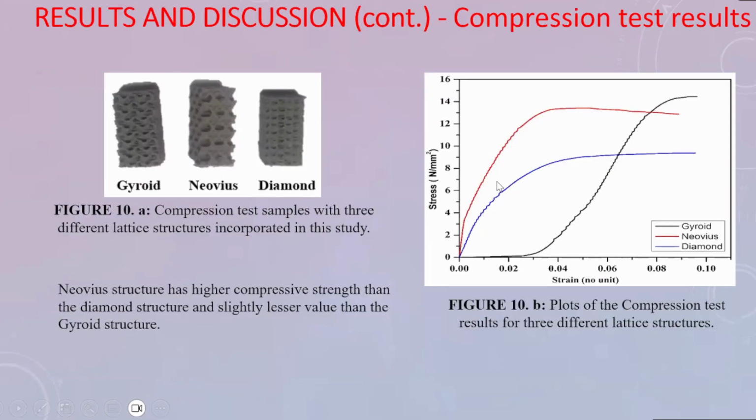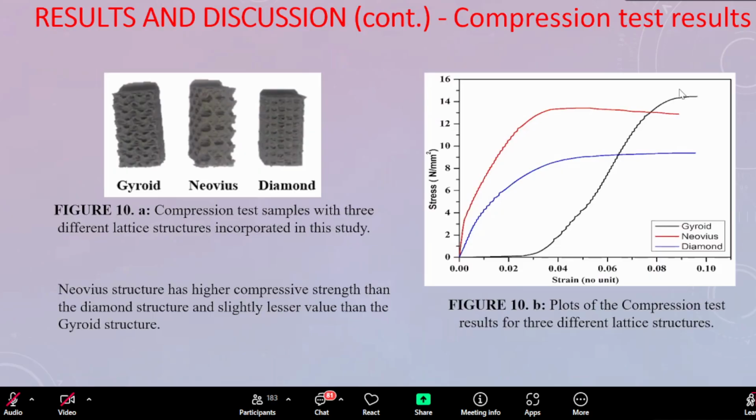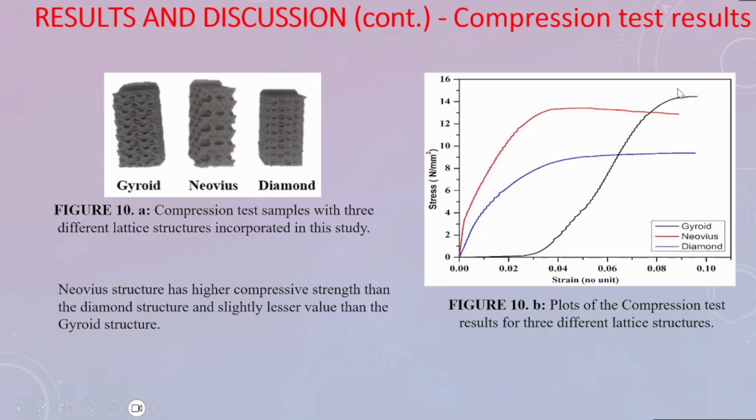We also did some structural mechanical analysis. We found neovius is not as good as gyroids mechanically, but it is in between the gyroid and diamond structures. So with respect to biocompatibility, neovius is doing much better, but with respect to mechanical properties, it is in between the two.